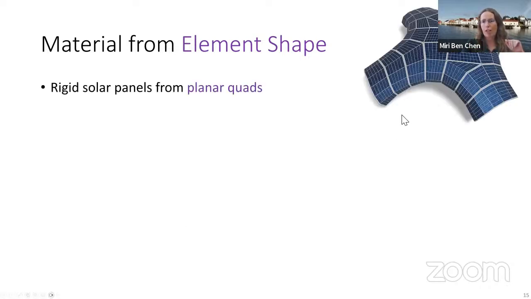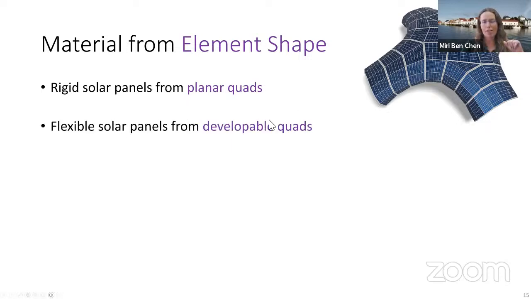Okay, so now the thing is that, like I've shown previously, depending on the shape of the element with respect to the location that I am on the surface and the geometry of the surface, this kind of implies the material, right? So if I have planar quads, then I can use rigid solar panels, for example. Again, I'm ignoring all the wiring and the fact that you have to cut them. If I have developable quads, okay, so developable means that it can be flattened without any distortion, isometrically flattened, then I can use flexible solar panels. And actually, I'm not aware of a published work that does this, so this can be an interesting homework. If I have planar quads, I can also do it with glass, for example, or from wood.